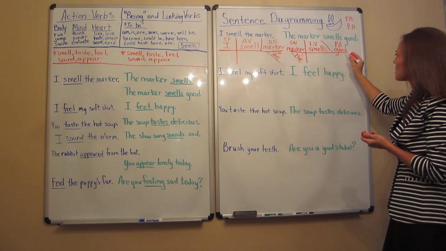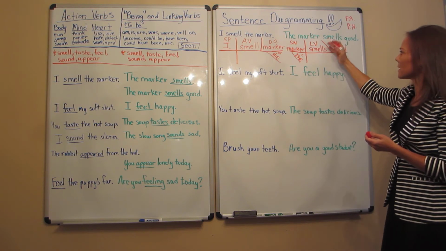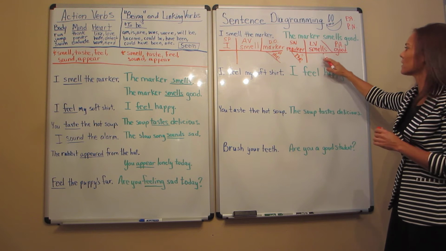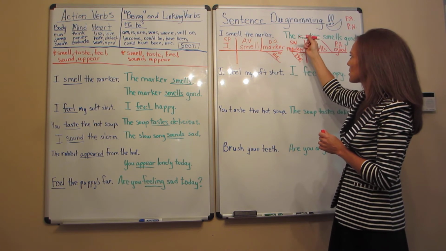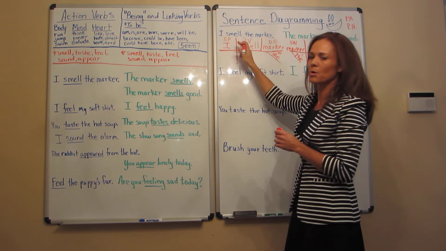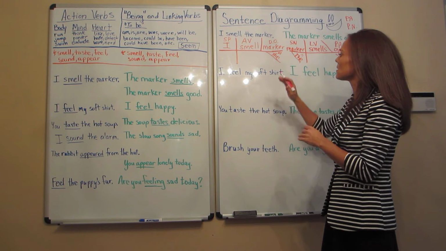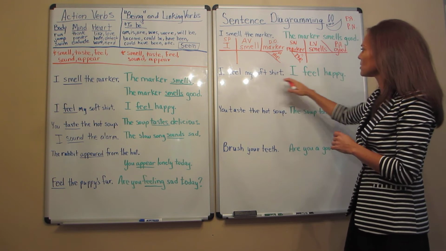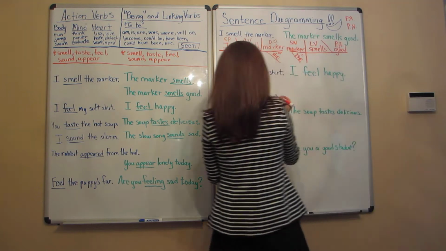The marker smells good. So this is how you diagram linking verbs. All linking verbs are diagrammed this way. You have marker as a subject noun because marker is a noun. I is a subject pronoun because I is a pronoun. If you want to pause the video and attempt these next two, I feel my soft shirt and I feel happy, and then see what the answer is, you may.